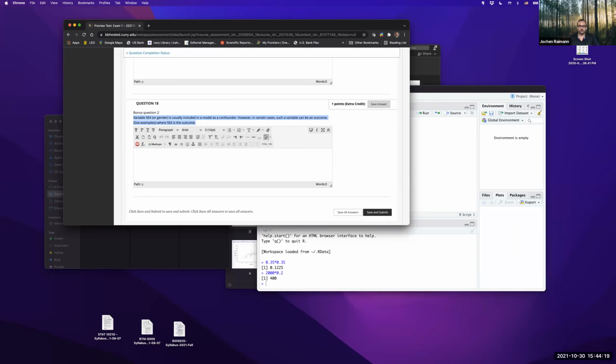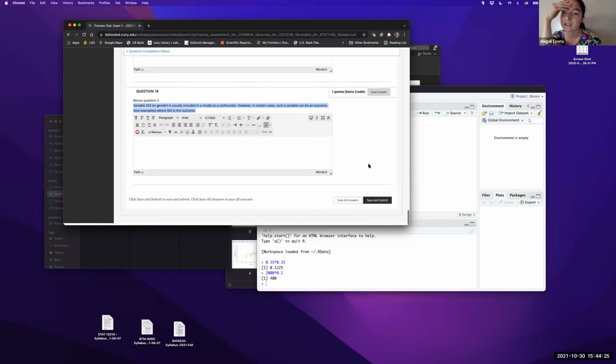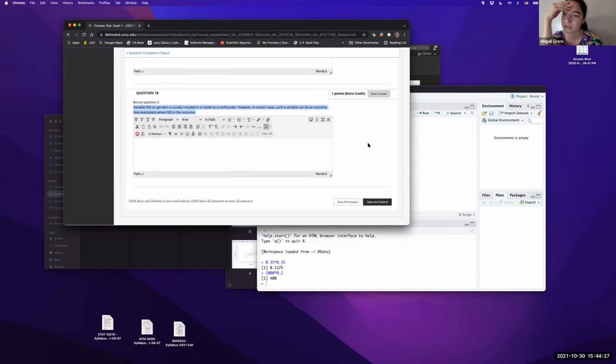What else? But those ones still, like what you were just saying, still seem like gender is acting as a confounder, that it's different between groups, but it's still not the outcome. Yeah, you're right.